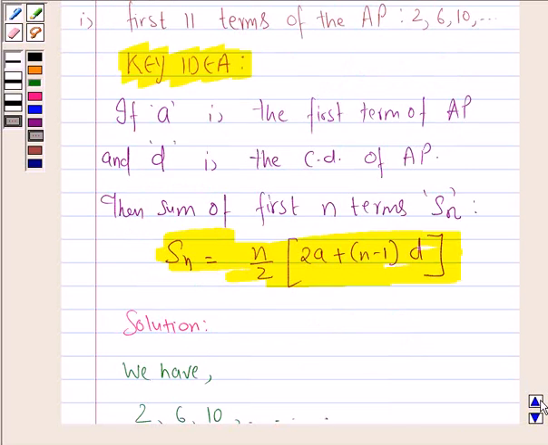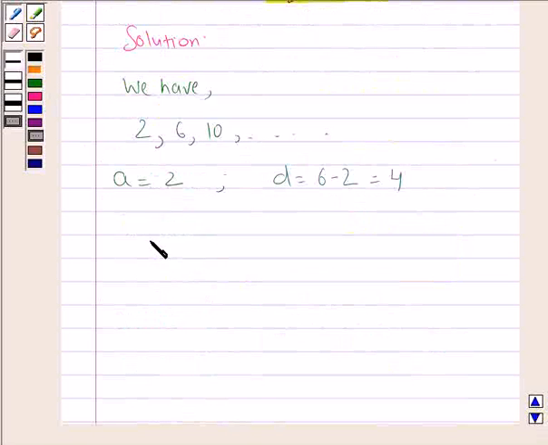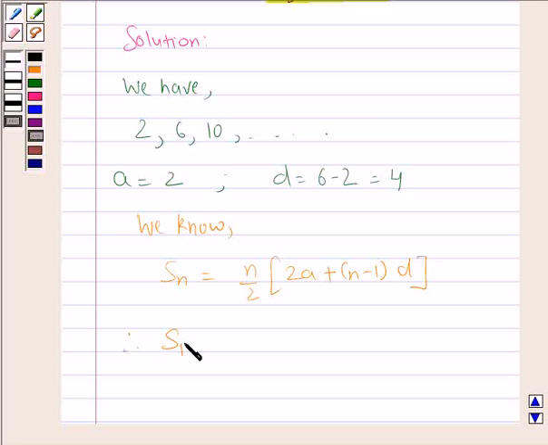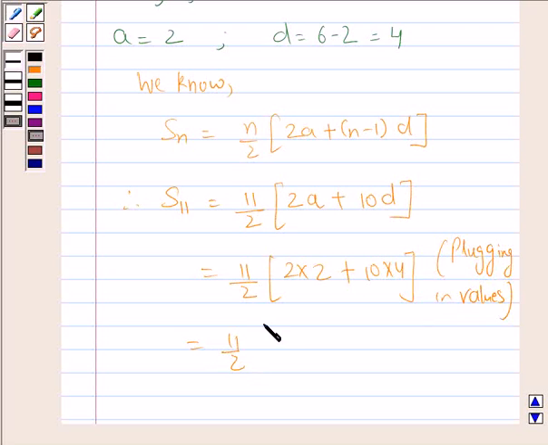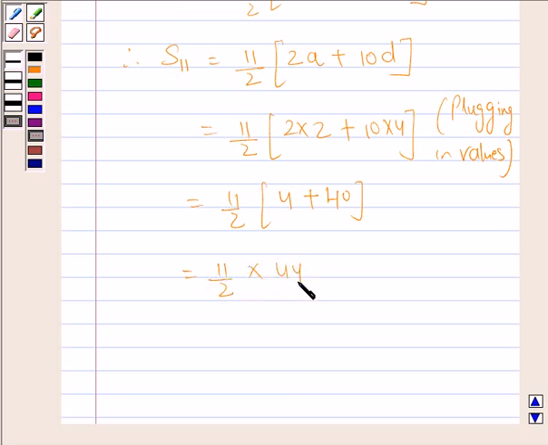Now, the question says we have to find the sum of the first 11 terms of the AP. Here n is 11. We know that Sn is equal to n by 2 into 2A plus n minus 1 into D. Therefore, S11 is equal to 11 by 2 into 2A plus 10D. Substitute the values: 2 into 2 plus 10 into 4. Plugging in values, after solving, this is 4, this is 40, which is equal to 11 by 2 into 44, which is equal to 11 into 22. Hence, the answer is 242.